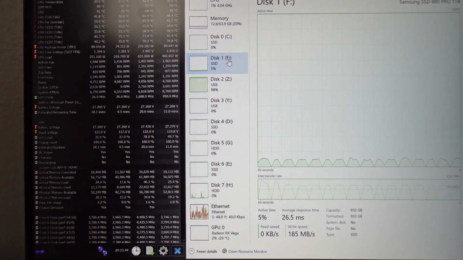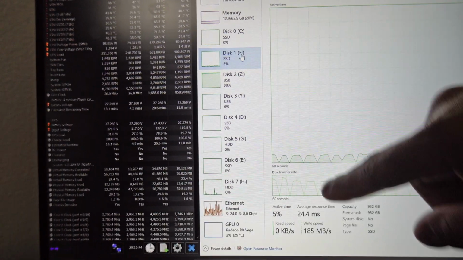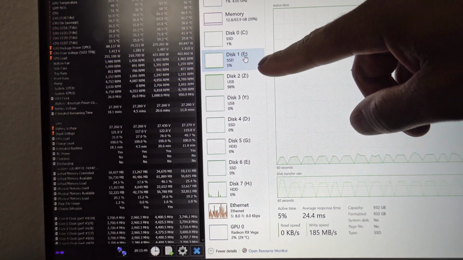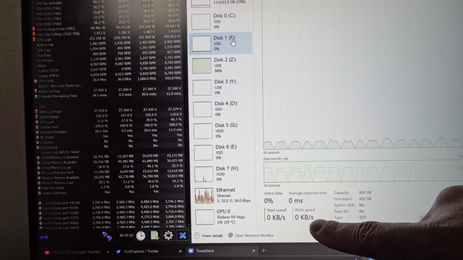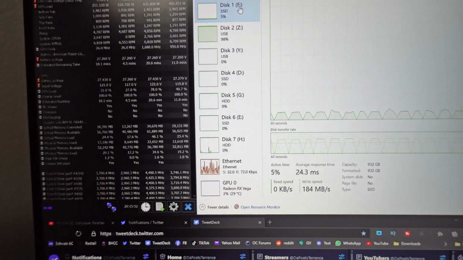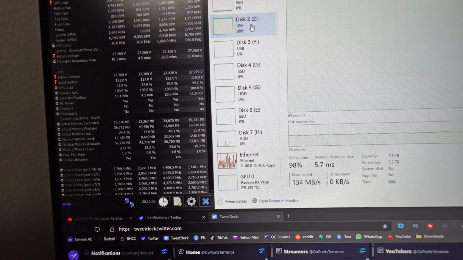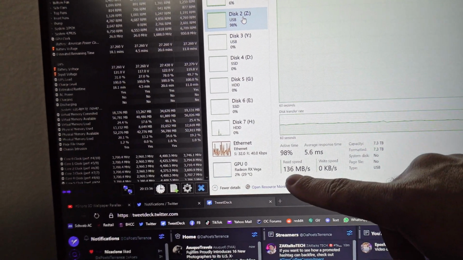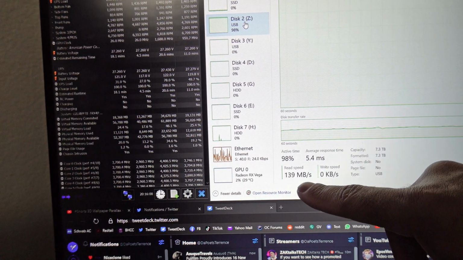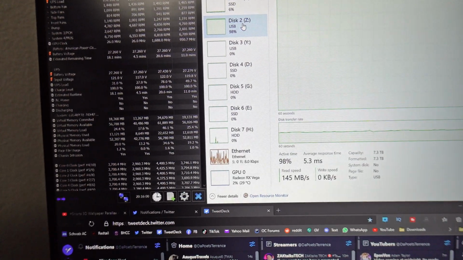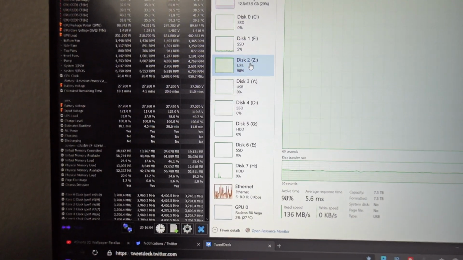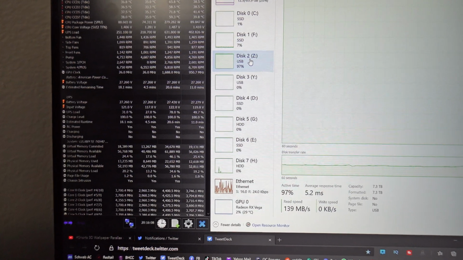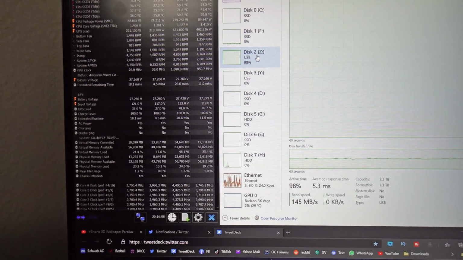And to give you a frame of reference, you can see the 980 Pro right here is barely being used. It's at 5% usage, basically, and it's writing at about 187 megs per second, while the external drive, where the files are stored, is basically maxed out at 98%, reading about 140, 145 megs per second. So that gives you a bit of a frame of reference between the capabilities of one very high-end drive and one normal external drive.